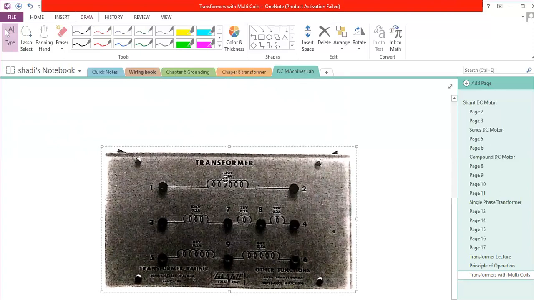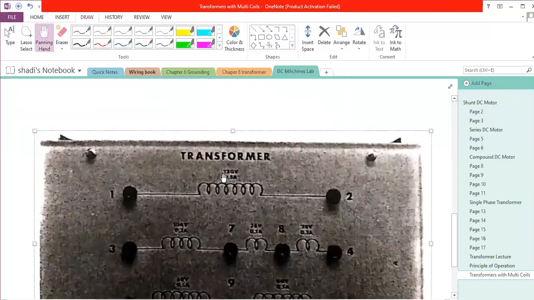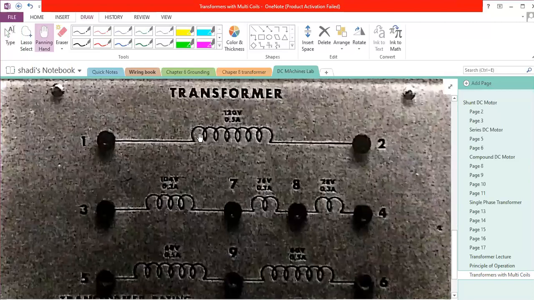You can see here that terminal 1 to 2, the rating voltage is 120. Just a minute, let me maximize it a little bit. So between terminal 1 and terminal 2, this coil can handle 120 volt. Terminal 3 to 7 can handle 104, terminal 7 to 8 can handle 76 volt, and terminal 8 to terminal 4 can handle, I think, 28 volt.